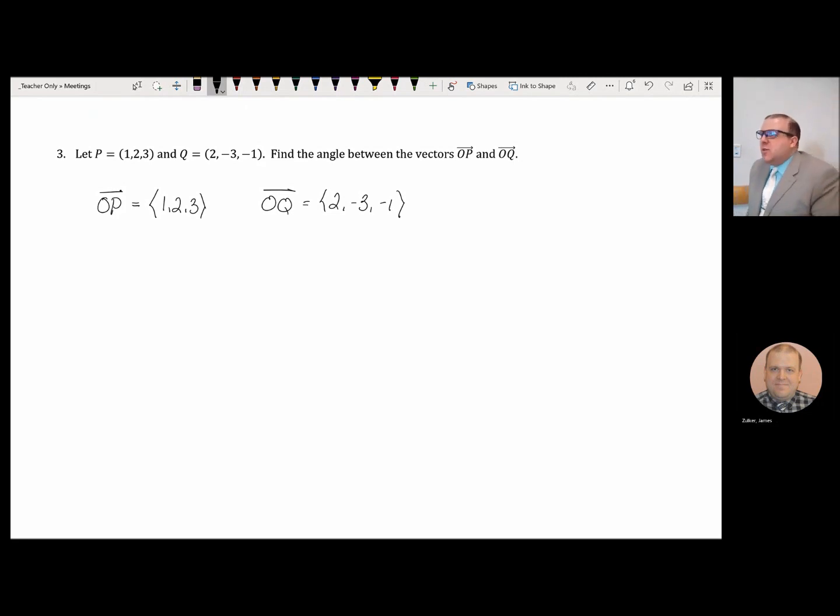So the component form of the vector is just the terminal point, which is really nice. Angle between them, it was already mentioned. The angle between two vectors is given by cosine of theta equals the dot product of the vectors divided by the product of their magnitudes.